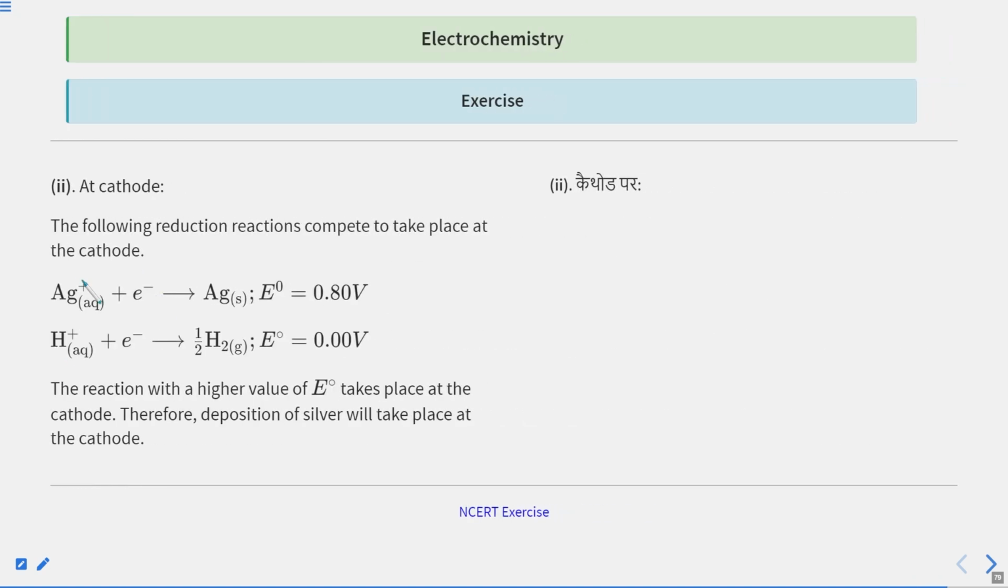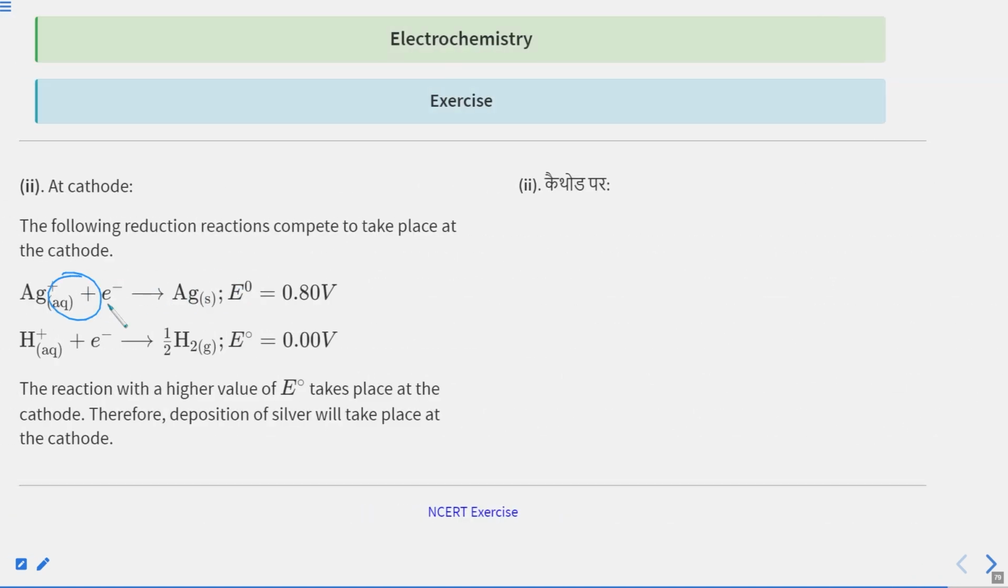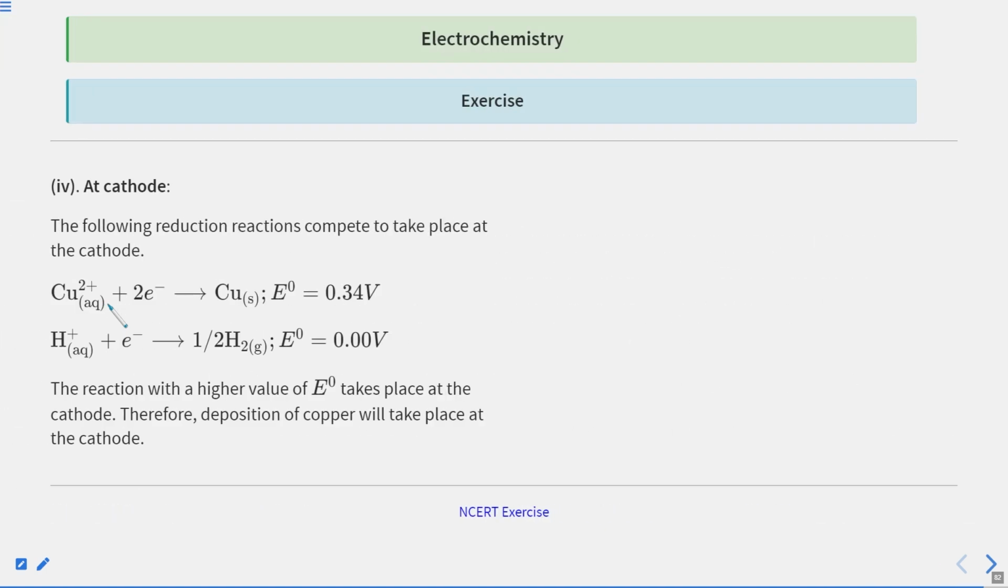Similarly, for the next one, this is a cathode, this is an anode. Next one also, Ag+ will go to Ag. We have Cu2+, it will form Cu solid. So this is the main thing. These are just the information that is given to evaluate things more properly, but the main thing is Cu2+ going to Cu.